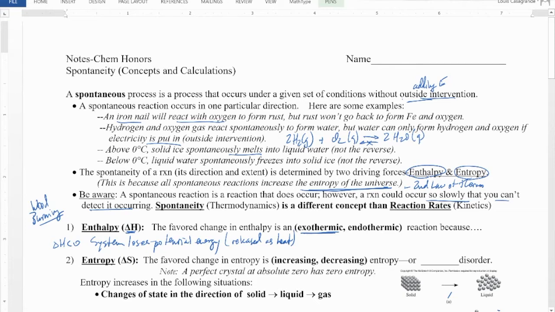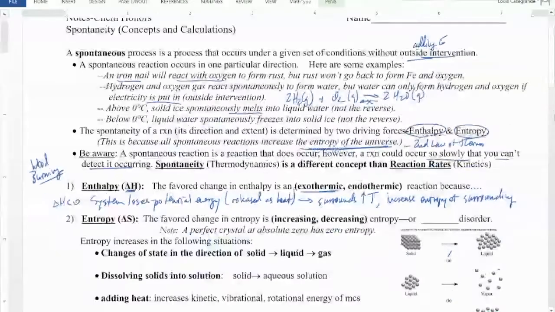But where does that heat go? That heat goes into the surroundings. So the surroundings increase in temperature. The temperature increases, and what it turns out is that that increases the entropy of the surroundings. And that's really why negative delta H reactions are spontaneous, or favored, I should say.